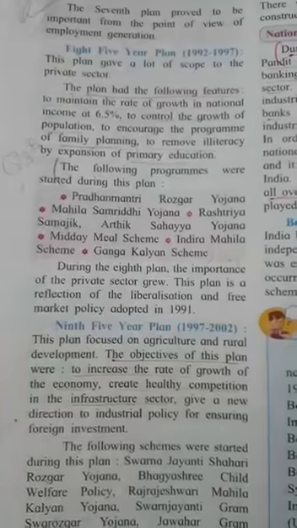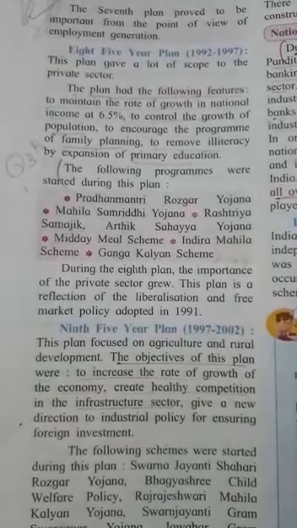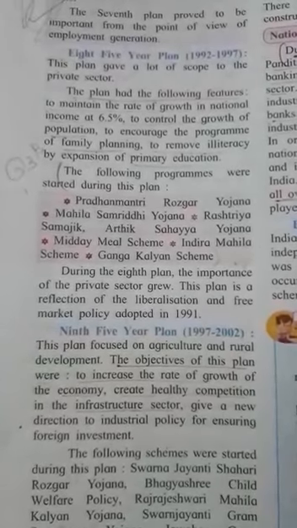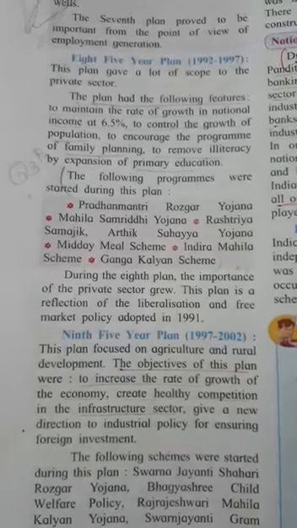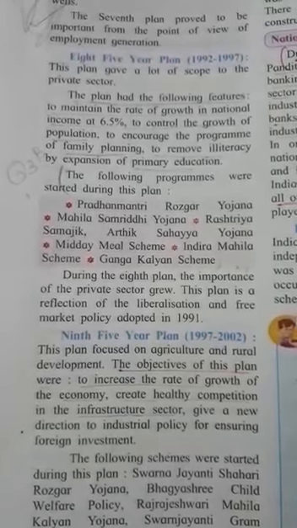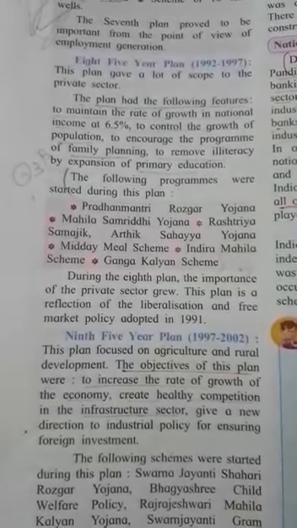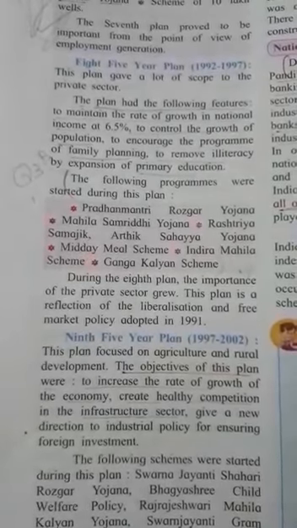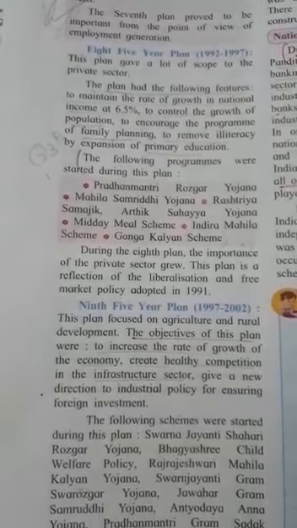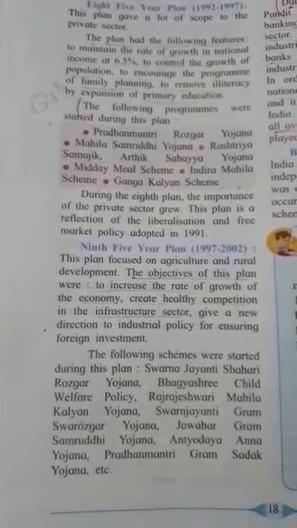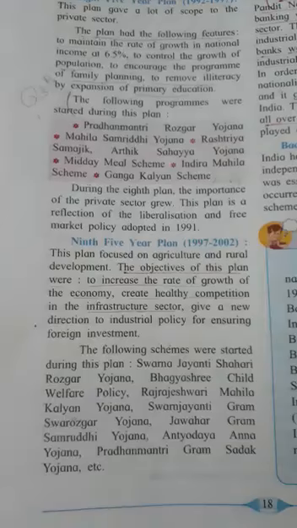That means in this 8th 5-year plan, the features were to maintain the rate of growth in the national economy at 6.5%, to control the growth of population, then to encourage programs like family planning, to remove illiteracy, and to give primary education. Now the 9th 5-year plan, that is from 1997 to 2002.